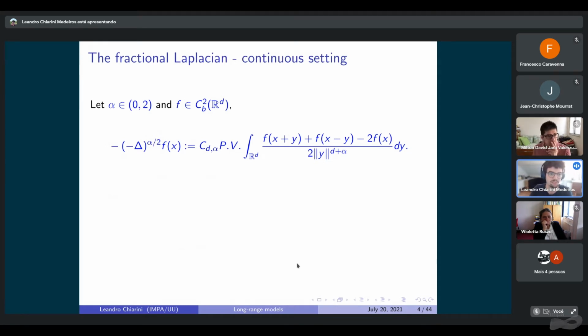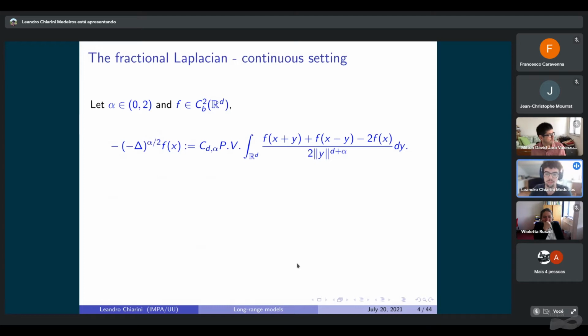The first part that is not completely, I mean, it's a very famous operator, but it's less famous than the standard Laplacian, is the fractional Laplacian. Here we have a parameter alpha between 0 and 2, and for any bounded function with at least 2 derivatives, we can define the fractional Laplacian of a function as a constant times the principal value of this integral. For those who are not familiar with principal value, it doesn't really matter. You can just think of the integral itself.